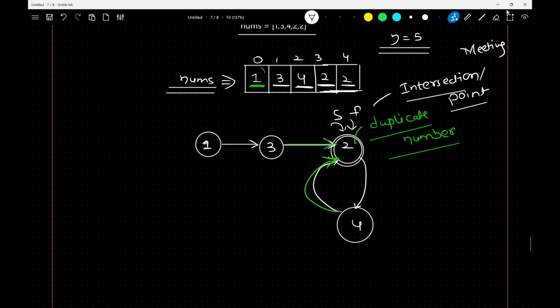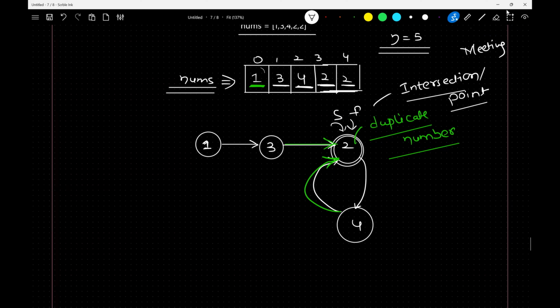Let's run the slow pointer 1 step. Where will it go? If I run this slow pointer 1 step? 3. Please pay attention. Otherwise, you will miss this particular point. Where will be the fast pointer? 2. It will point to 2. Okay.